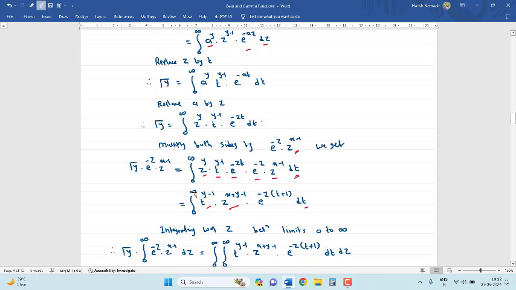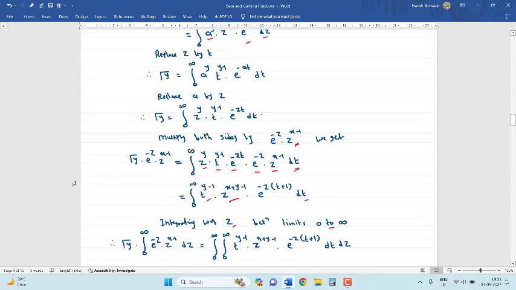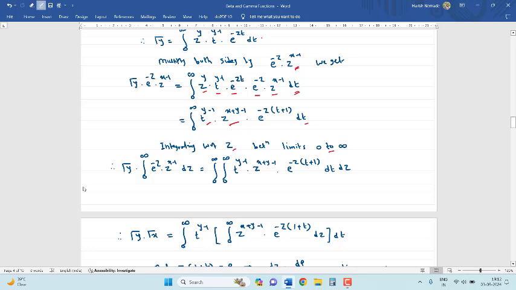Now integrate both sides with respect to z between the limits 0 to infinity. Therefore we have gamma y into integration from 0 to infinity e raised to minus z, z raised to x minus 1 dz, equal to the double integration from 0 to infinity t raised to y minus 1 into z raised to x plus y minus 1 into e raised to minus z into t plus 1 dt dz. So here we separate terms on the right hand side. On the left hand side, the value of this integral is nothing but gamma x.